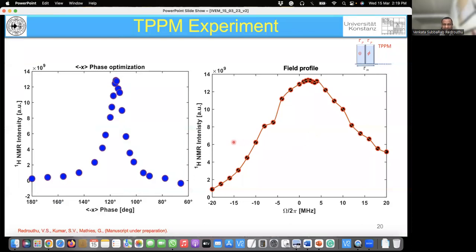This is the first TPPM experiment where we optimized the phase of the TPPM sequence corresponding to 60 nanosecond. In numerical simulation we got 120, but in experiment we got around 115. This is the field profile corresponding to the TPPM sequence with a pulse length of 60 nanoseconds.